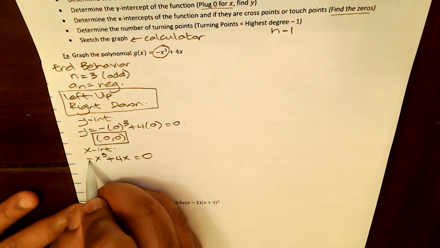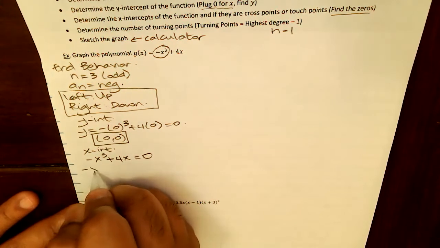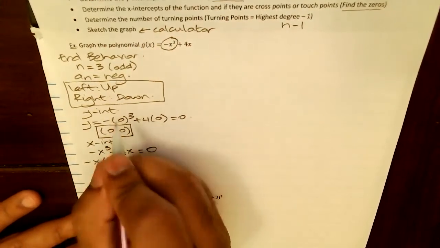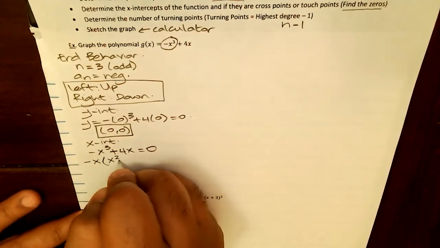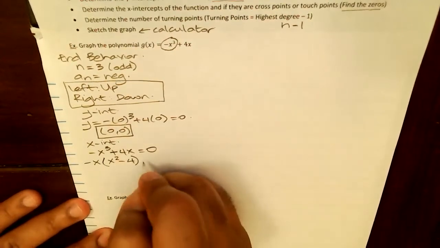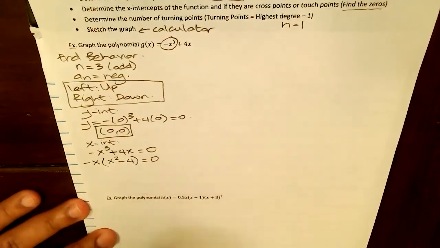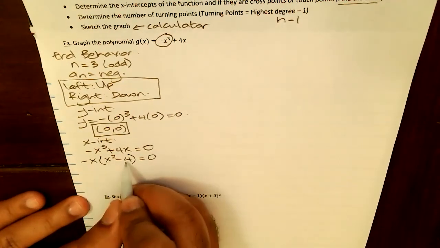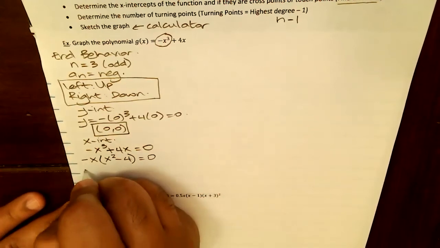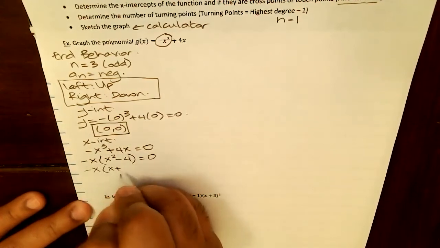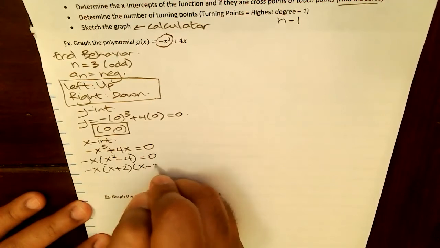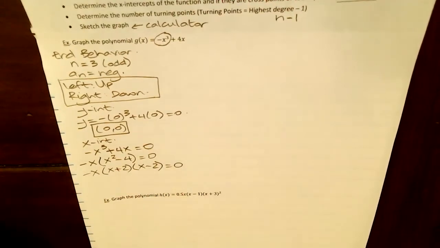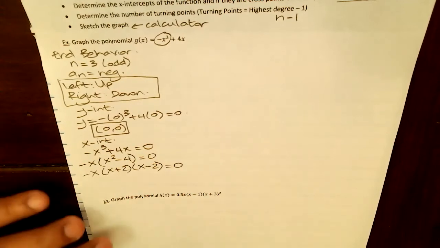And because the first term is negative, I'm going to also include the negative with a factor. So I'm going to pull out a negative x. When I pull out a negative x, I'm going to be left with x squared minus 4 equals 0. And x squared minus 4 is what we call a difference of squares again, because 4 is the same thing as 2 squared. So I can factor that further as x plus 2, x minus 2. And we're going to set that equal to 0. So this is my factored form.